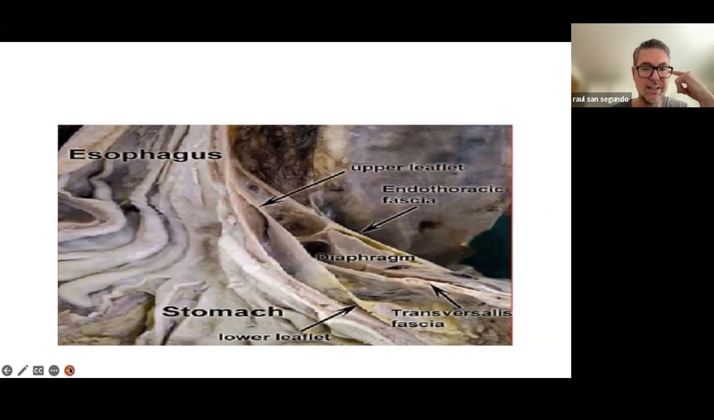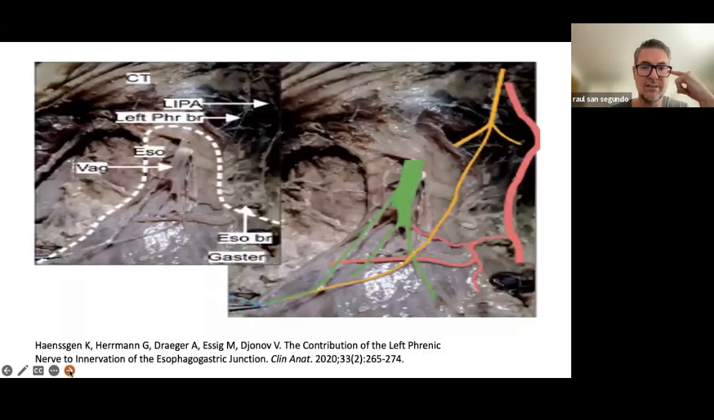Okay, we'll see in another slide what we've got here. This is something that we talked about and this is something really important. This is recent. This is something that we've seen in 2020. They got the evidence that the esophagus is connected with the phrenic nerve, with the celiac plexus, and with the vagus nerve.